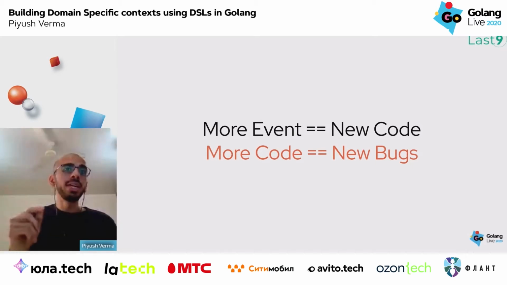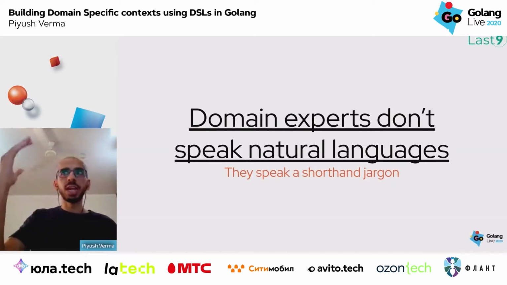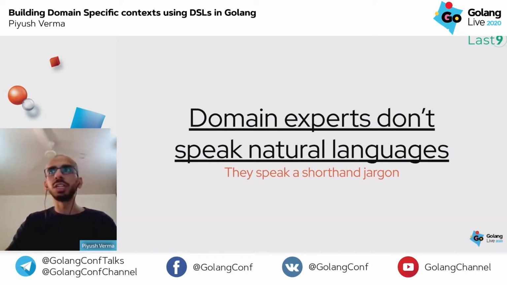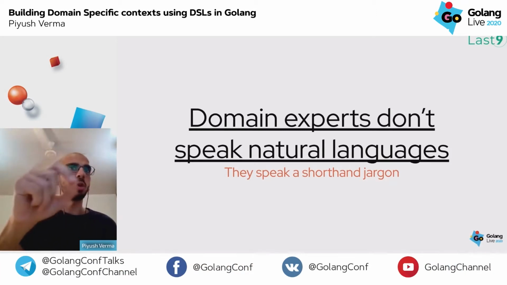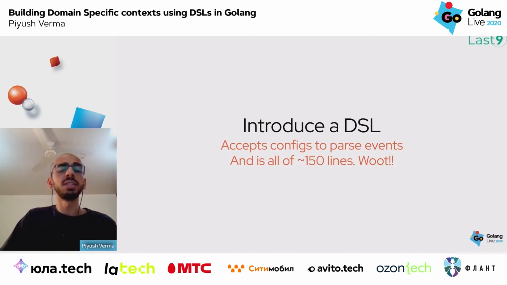And again, getting back to the same part, domain experts don't speak natural languages. They speak a shorthand jargon. When I show them, outside of a computer, hey, this is an event, they can point out to me that, look, you want this, you want that, you want this field, you also want the IP address, you want the security group name, and all of these are important. But if the same has to be implemented, they need to go through a lot of code. To solve this, we said we'll introduce a DSL, a domain-specific language, which accepts configurations to parse events. And trust me, it is just 150 lines of code.